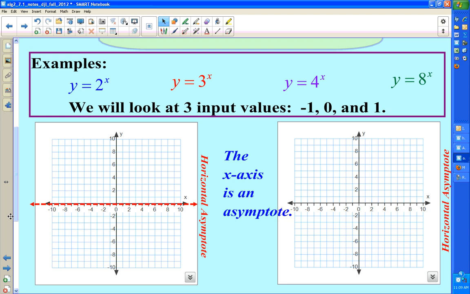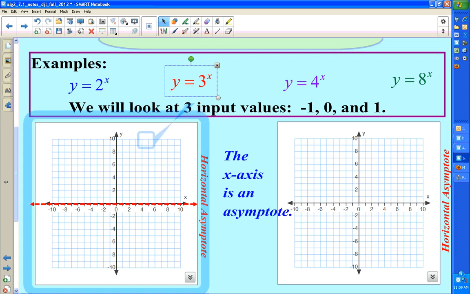Now think about why I told you to use -1, 0, and 1. Think about that question. We're going to come back to the answer to that in a minute. So let's look at y equals 2 to the x. Well, let's look at y equals 3 to the x first and see if this one will work for us. So if we connect that here, that's what y equals 3 to the x looks like. Notice the points that it's going through. It's going through the point -1, 1/3, right here, 0, 1, and 1, 3.